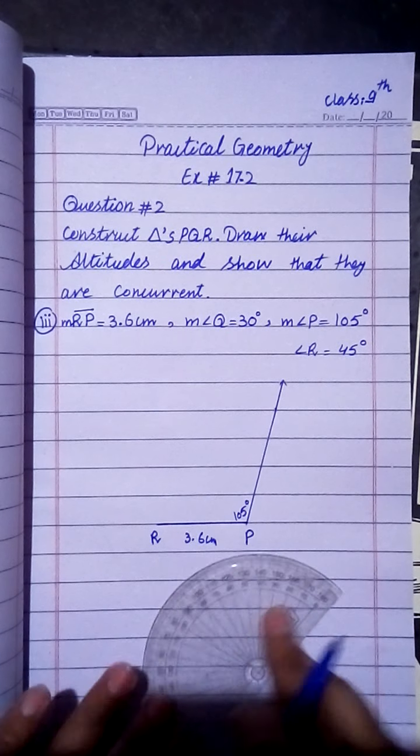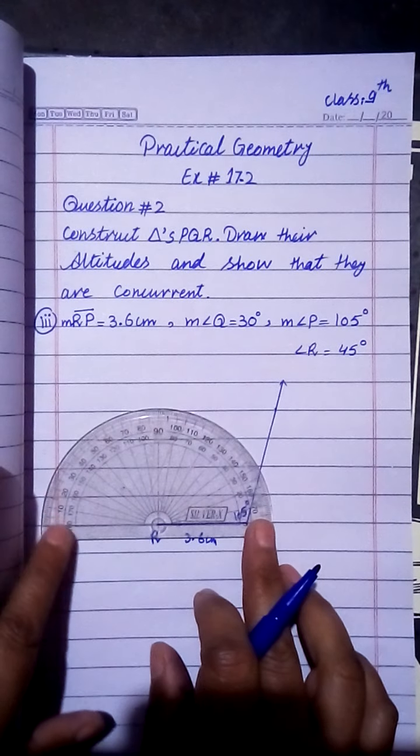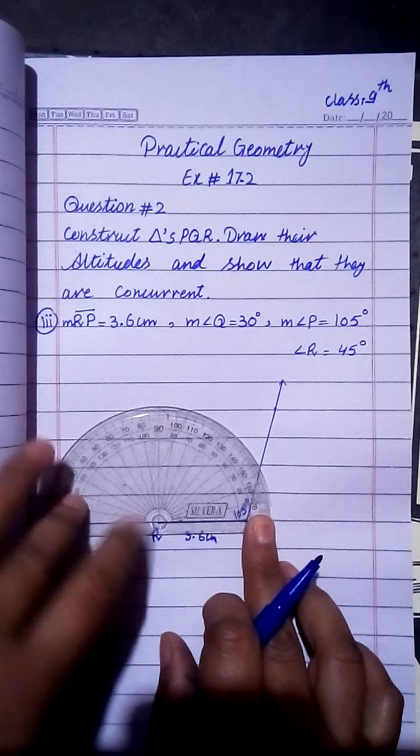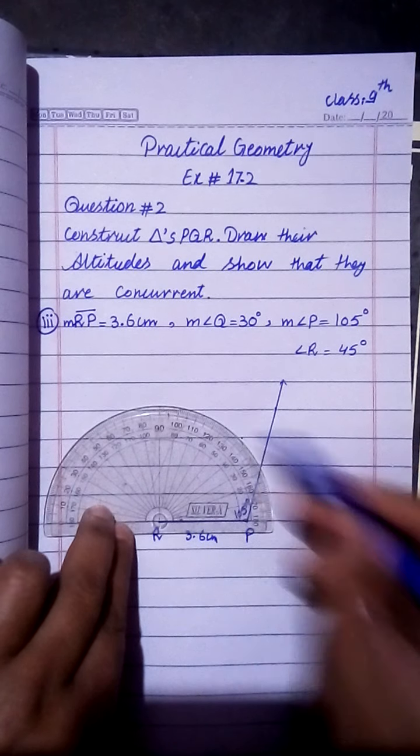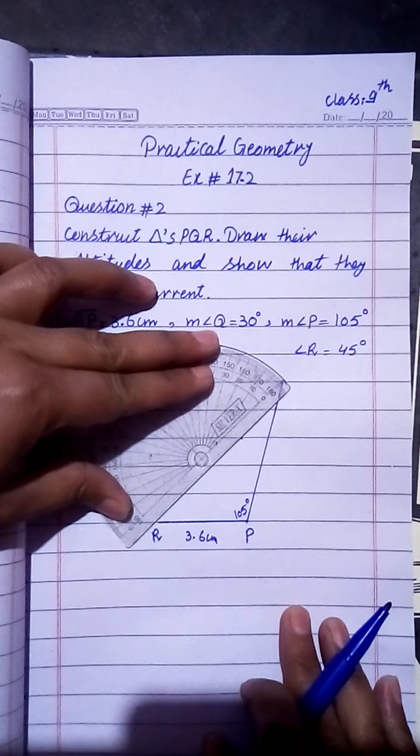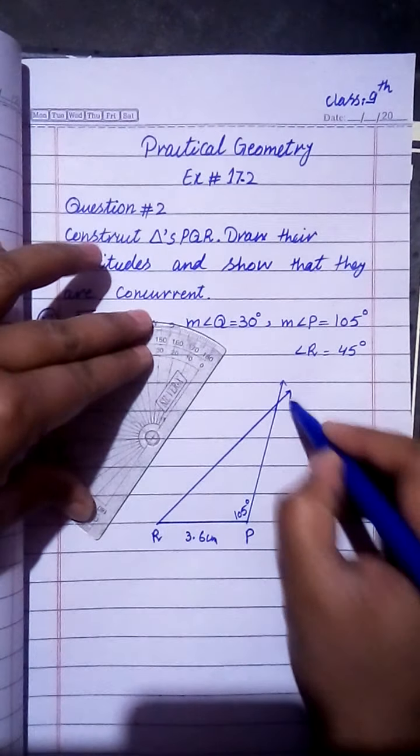Now at point R you have to construct the angle of 45 degree. In previous lectures you have learned how you can construct angles with the help of compass. Now R equals 45 degree. This will be. Now you have to join with R. Now that is the required triangle.